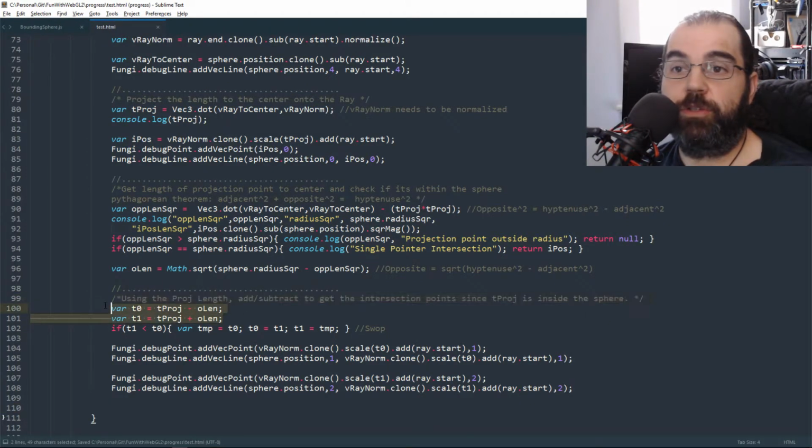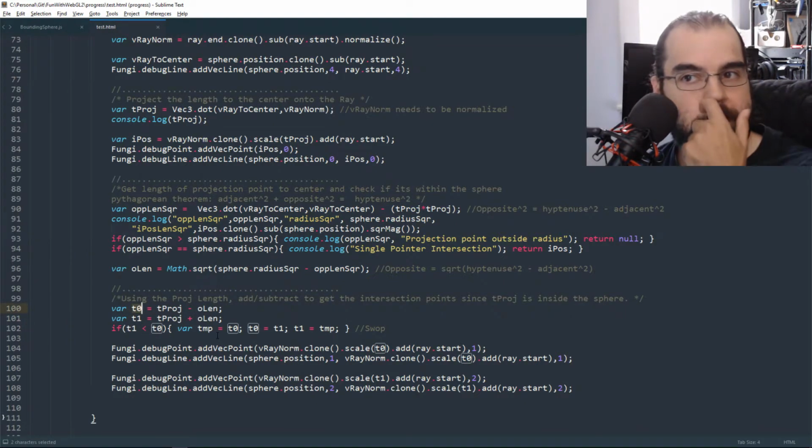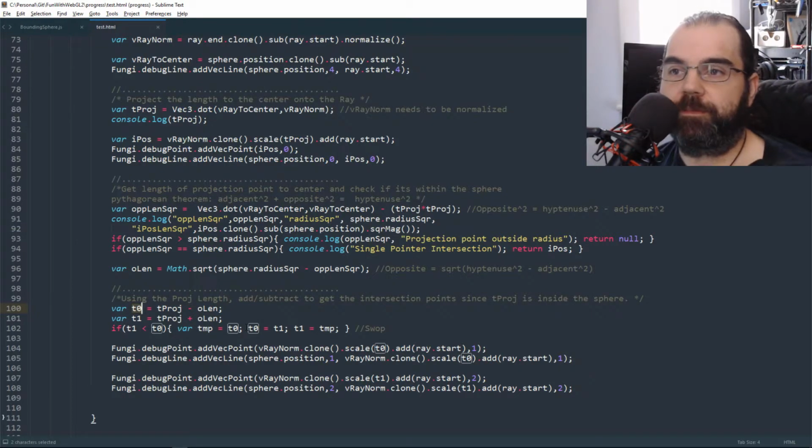And so we get our new 2 T values, and then we just check to see if one's bigger than the other. So if T max is less than T min, which I probably should have called it, it makes more sense. Like our other videos, we call it T max, T min, I think. So if for some reason they are like that, we swap them, and then we just visualize it.